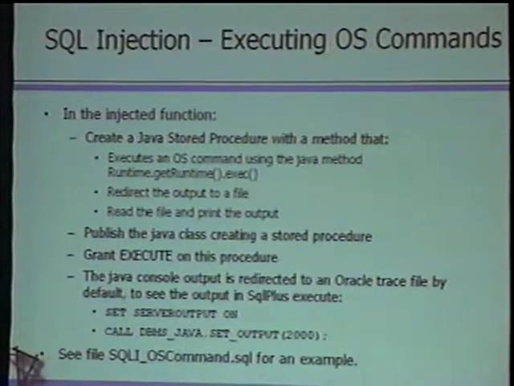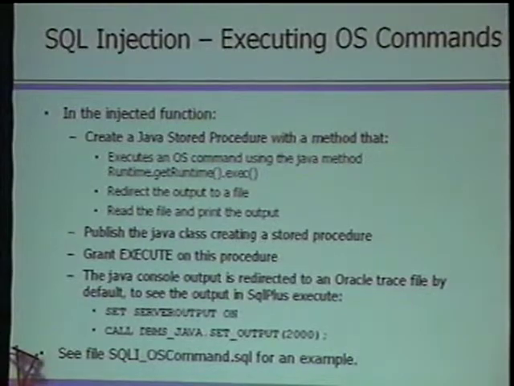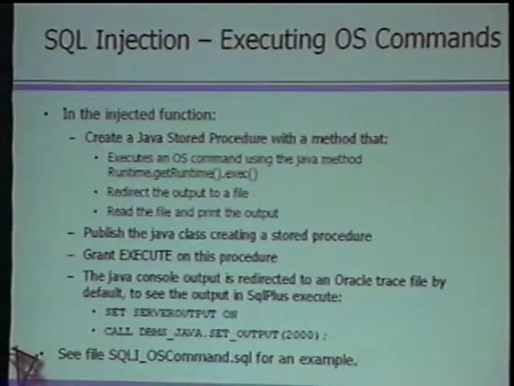By default, the Java console output is redirected to a file. So to view the output, we must execute two commands: set serveroutput on and call dbms_java.set_output. We will see an example.